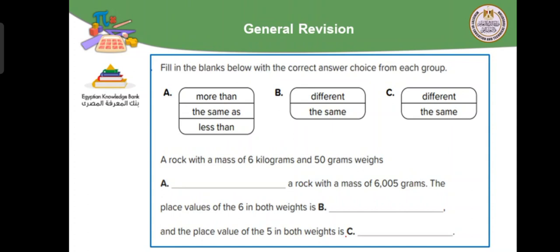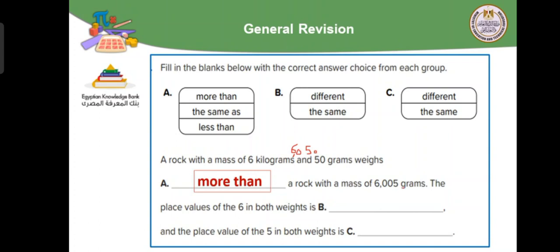A rock with a mass of 6 kilograms and 50 grams. So A: a rock with a mass of 6,005 grams? More than, because here it is 6,000 and 50, 6,050. But here 6,005. So 6,050 is more than 6,005 grams.